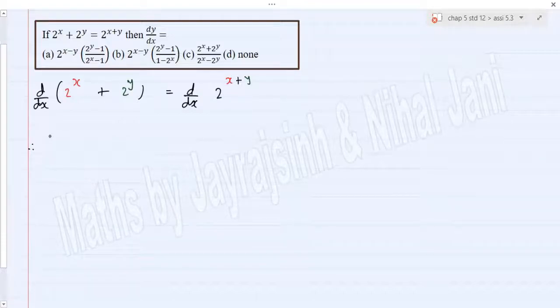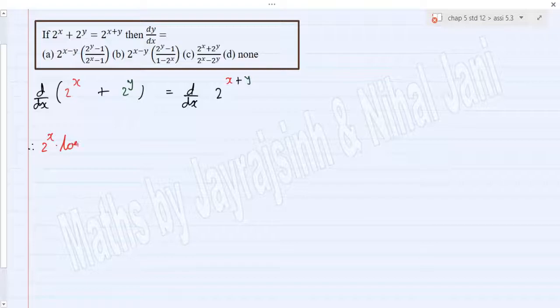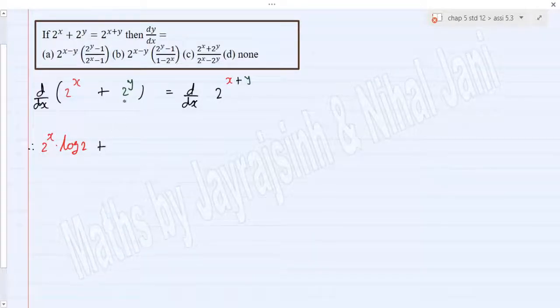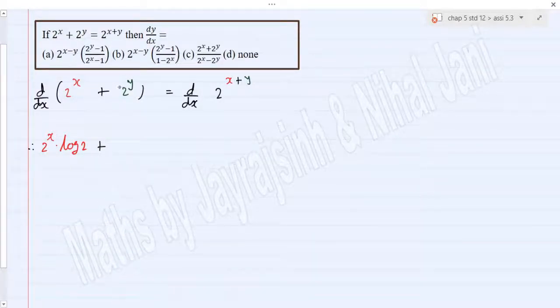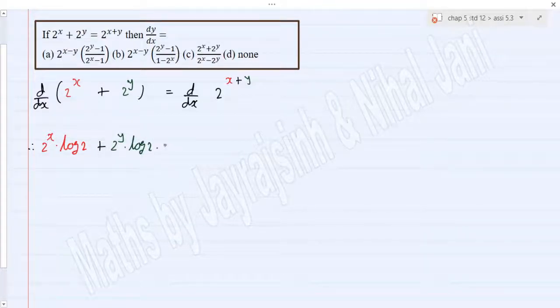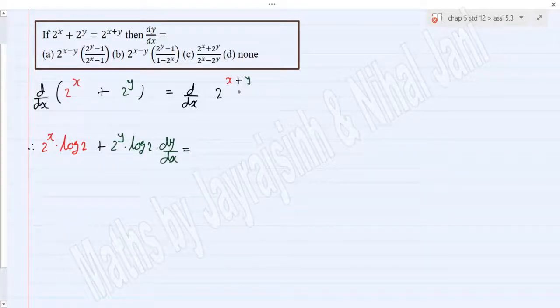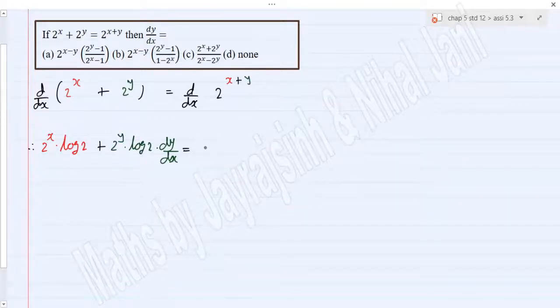On the left side, differentiation of 2 raised to x is simply 2 raised to x into log 2 plus differentiation of 2 raised to y will be 2 raised to y log 2 into dy by dx is equal to, on the right hand side we have 2 raised to x plus y. So we have to apply the chain rule.